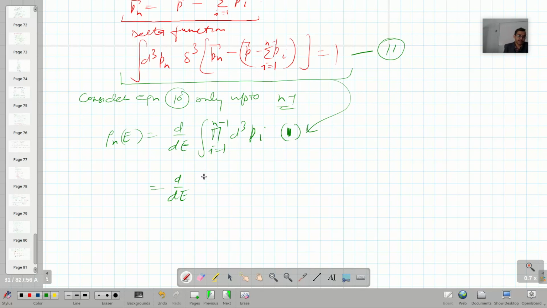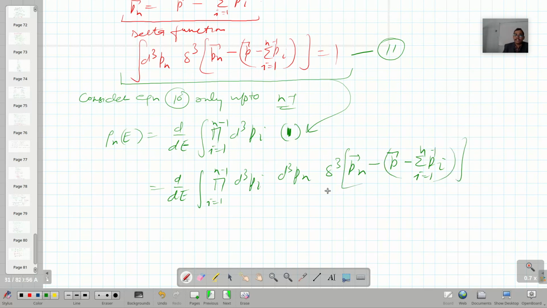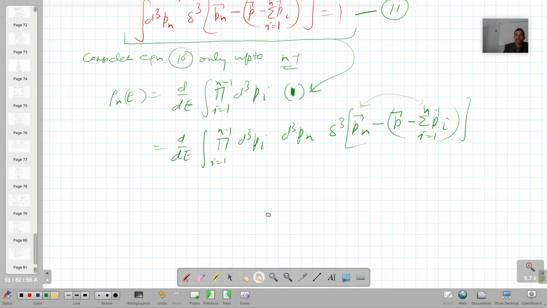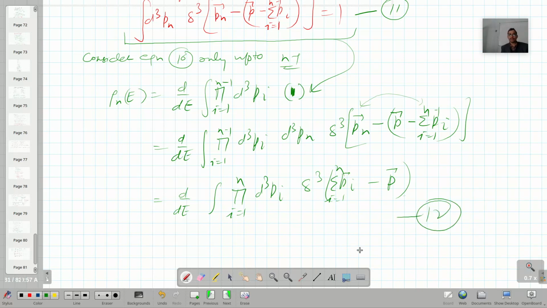So therefore, I can express it as integral product i varies from 1 to n minus 1, it is dq_pi and it is dq_pn, delta(q_pn minus p minus summation p_i, i varies from 1 to n minus 1). And if I open this bracket, this will become minus and this will become positive, and if we put these two together, this equation can be expressed as d upon dE integral product i varies from 1 to n dq_pi delta(summation i varies from 1 to n of q_pi minus p). That's what we are getting. Let us call it equation number 12. Means this delta function can be written in this way.